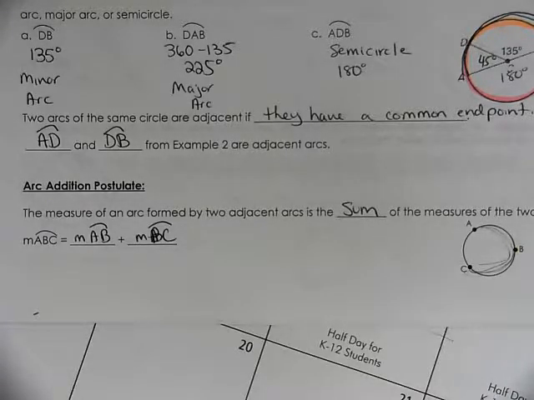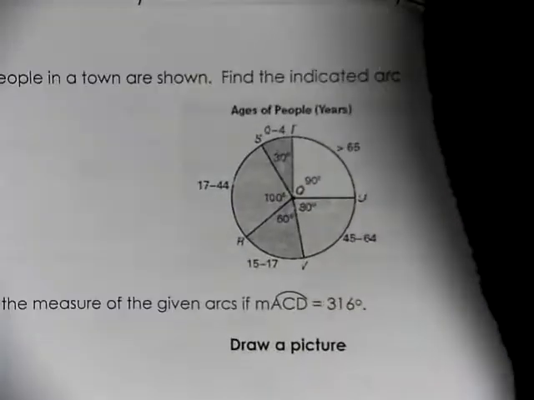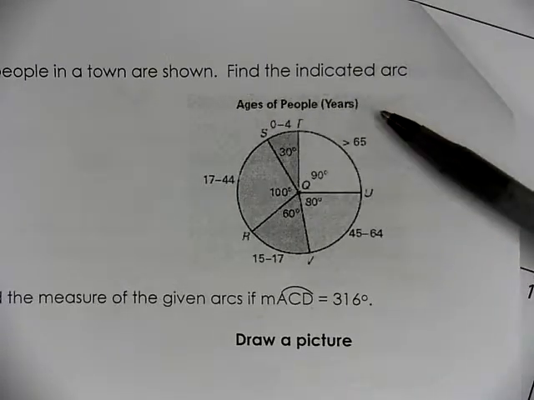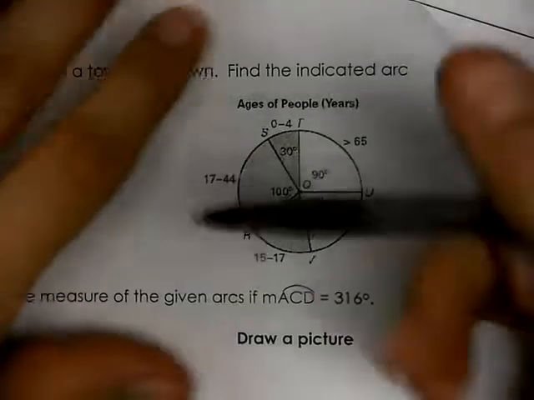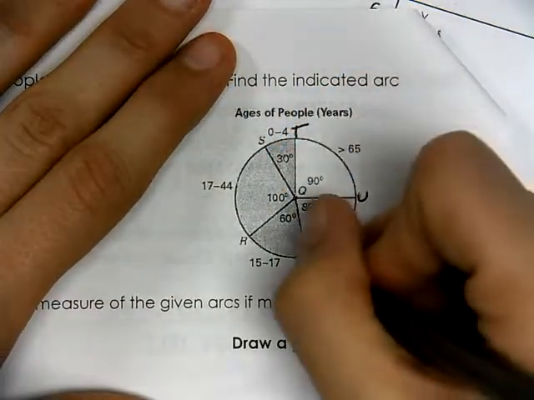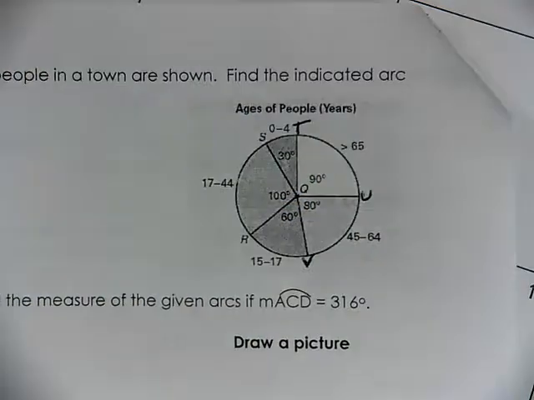Okay, today's not too bad. The regular arcs are not too bad. It's Friday when we get all the fanciness with central, inscribed, and circumscribed that gets tricky. So here's a picture, old school pie chart on Pi Day. So this is ages of people. This should be a T. This is a U, a V. I think everything else is pretty obvious.